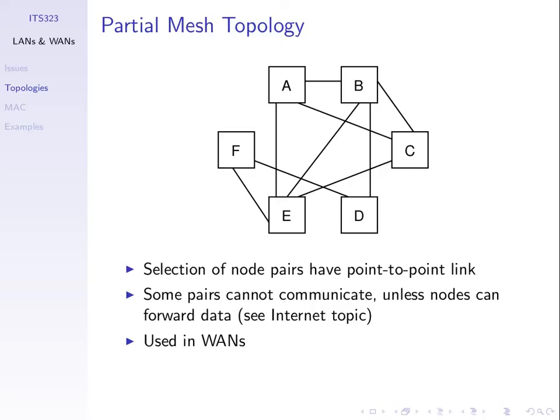Such a topology is commonly used for large networks like wide area networks. You cover the country, you have links between many different nodes, but not a full mesh, just a partial mesh. Not used in LANs, for example.